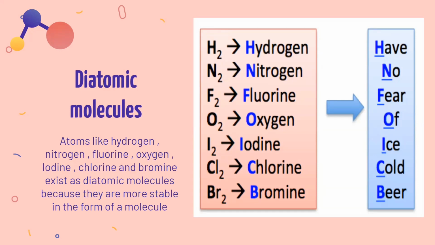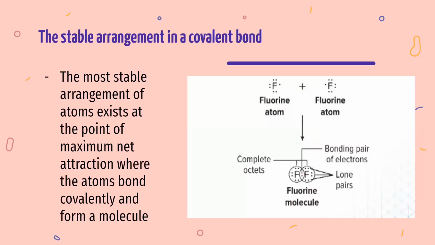All right. So these atoms combine together as a pair and not as one atom, because they're more stable that way, and they bond as a pair. They always come as a pair. Here's a good mnemonic to remember these atoms: have no fear of ice cold beer. H for hydrogen, N for nitrogen, F for fluorine, O for oxygen, I for iodine, C for chlorine, and B for bromine.